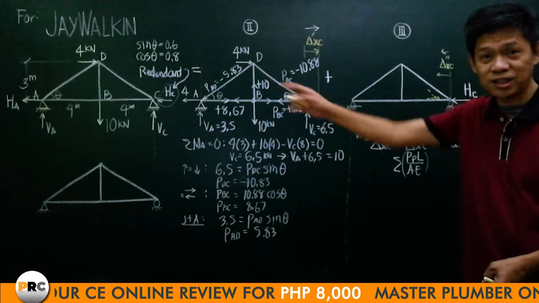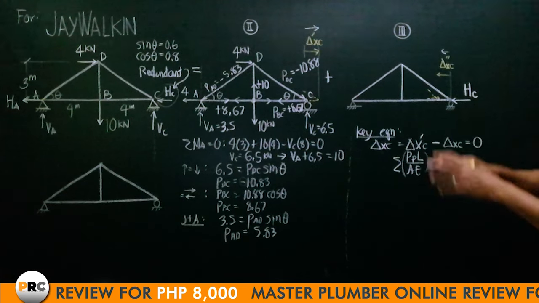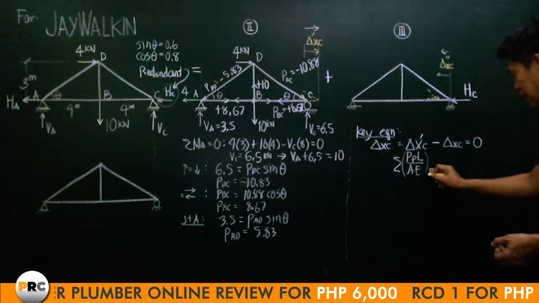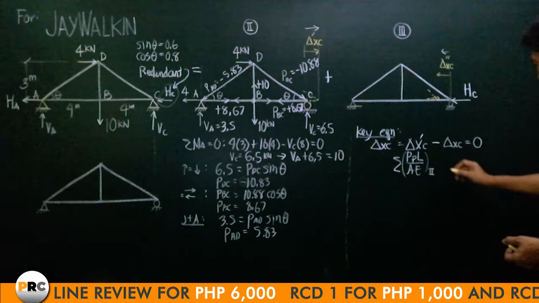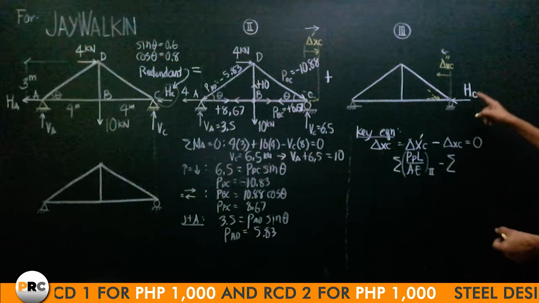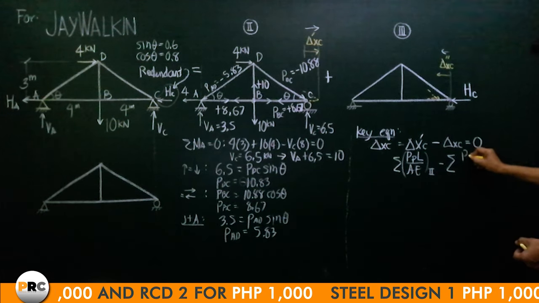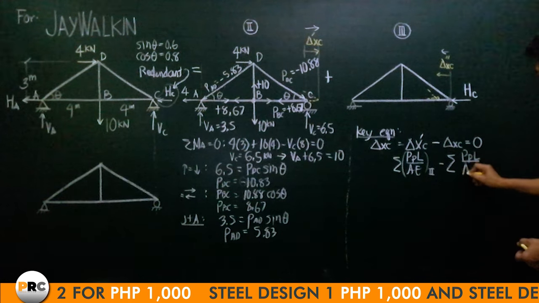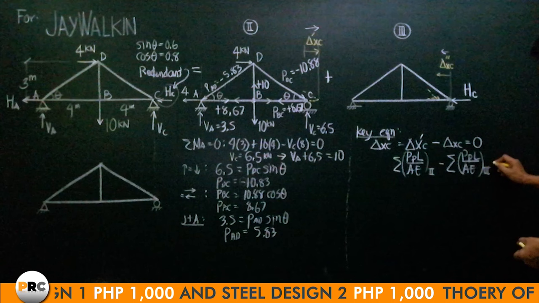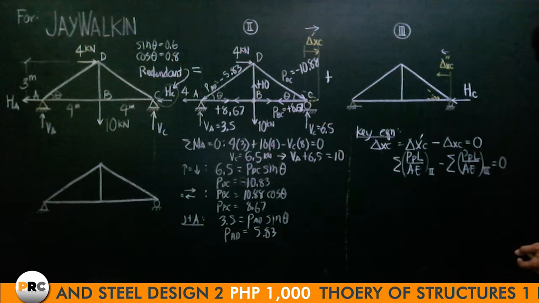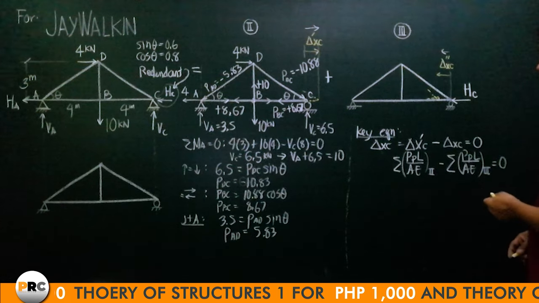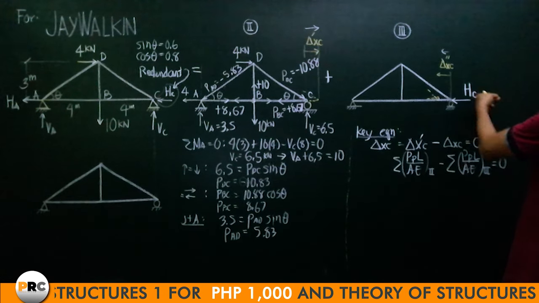That is the original truss, truss 1, with all the loads. So this is the summation of PPL over AE in truss 2 minus the summation of PPL over AE in truss 3, which is equal to 0. Now for simplicity, I will just take HC to the right.